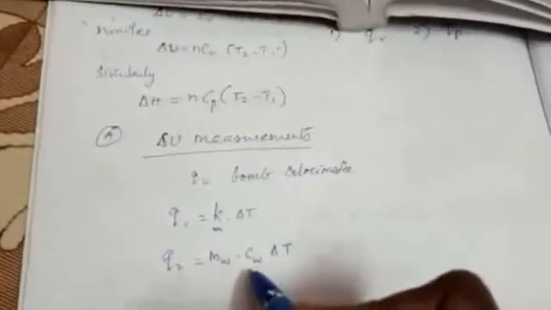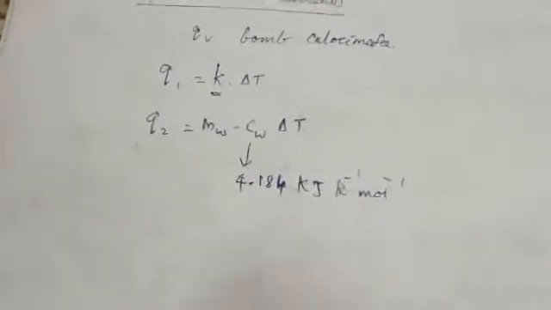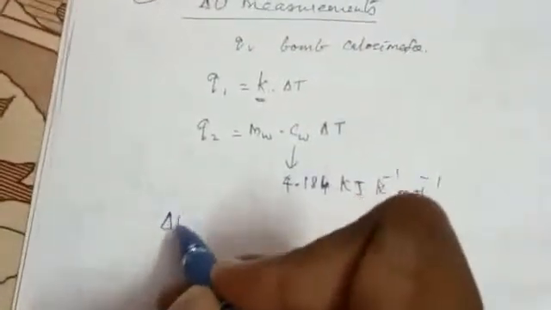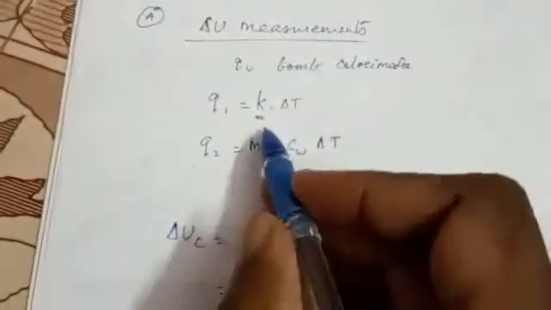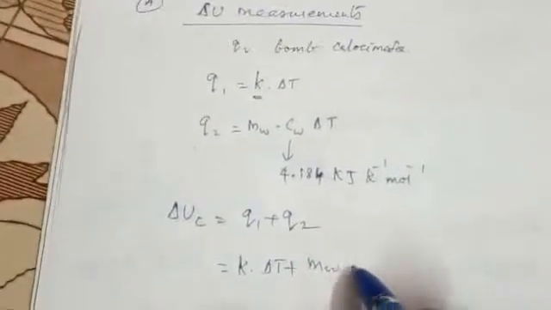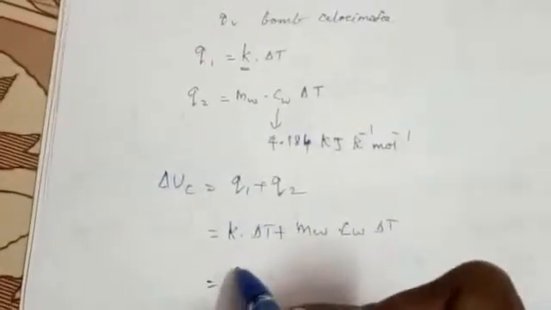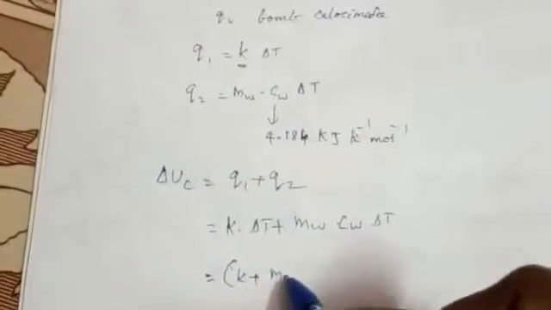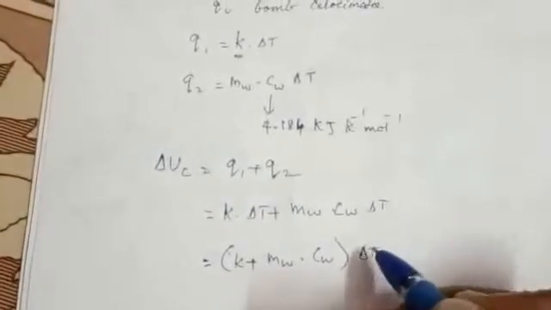Cw is 4.184 kilojoule per Kelvin per mole. Therefore, delta U of combustion equal to Q1 plus Q2. So Q1 is K into delta T plus mw into Cw into delta T. Taking delta T common, K plus mw into Cw, into delta T.